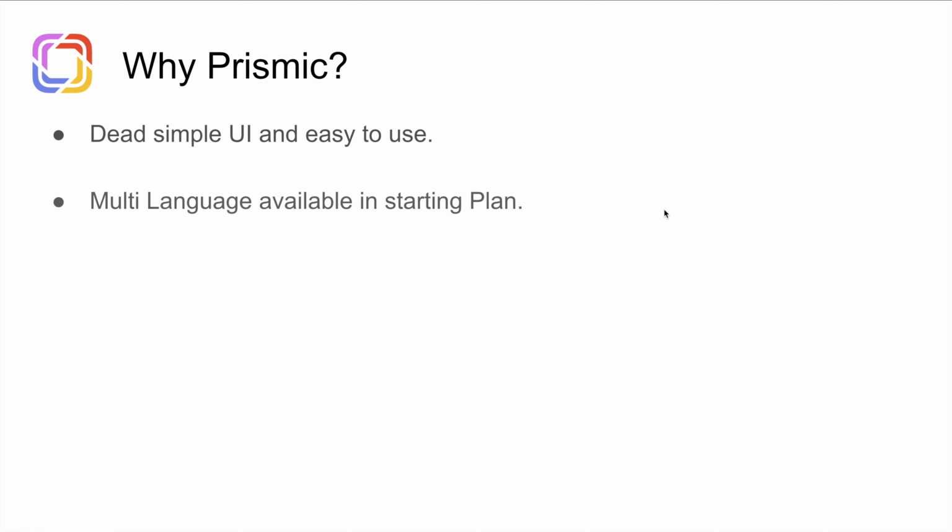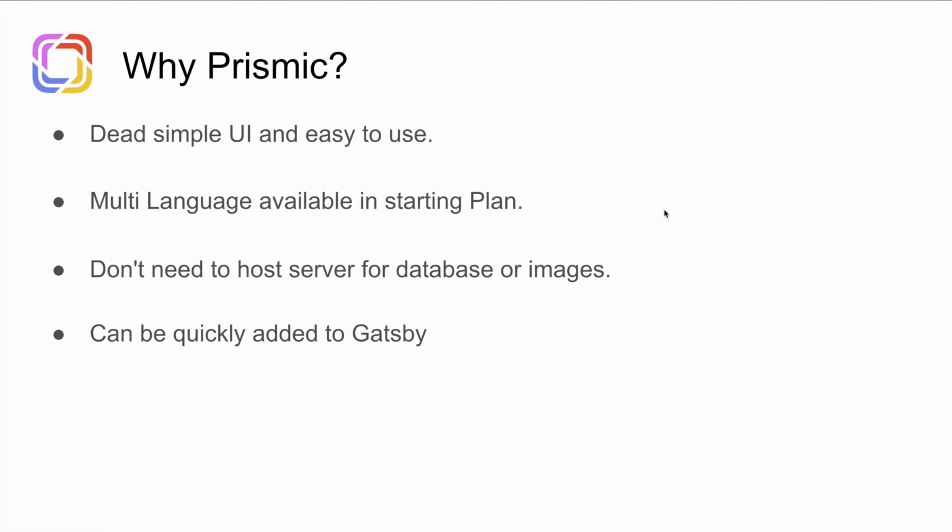Another good thing is Prismic supports multi-language, available in the starting plan as well, and it also helps us to host our static assets and content, and we don't need to have our database ready for that as well. So it handles everything for us. Also, it can be integrated really quickly into Gatsby as well.